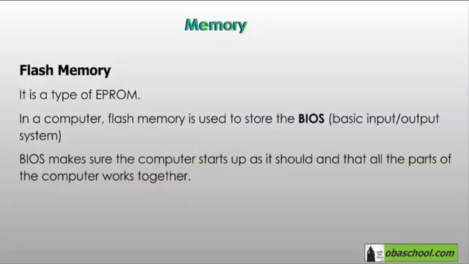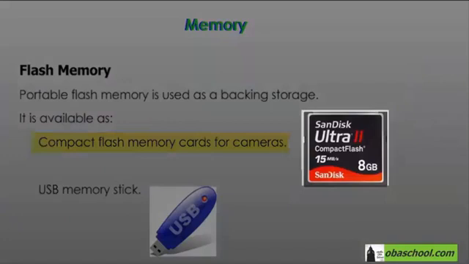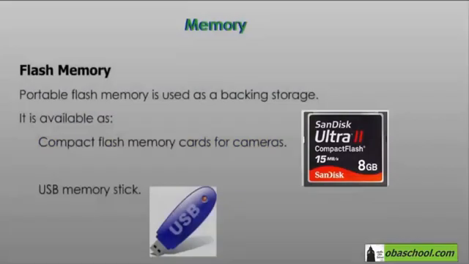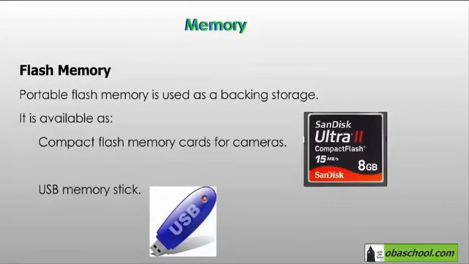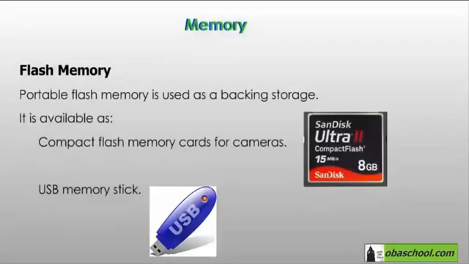And now let's move on to the portable flash memory. It is used as a backing storage. It is available as number one, compact flash memory cards for cameras. Usually we see this flash card in the camera, and when we take pictures, the pictures are saved on it, and then we can view them on the computer from this flash memory card. Number two is the USB memory stick, which we are all familiar with because we use it to transfer our files from one computer to another or to give certain files to other people through the USB.